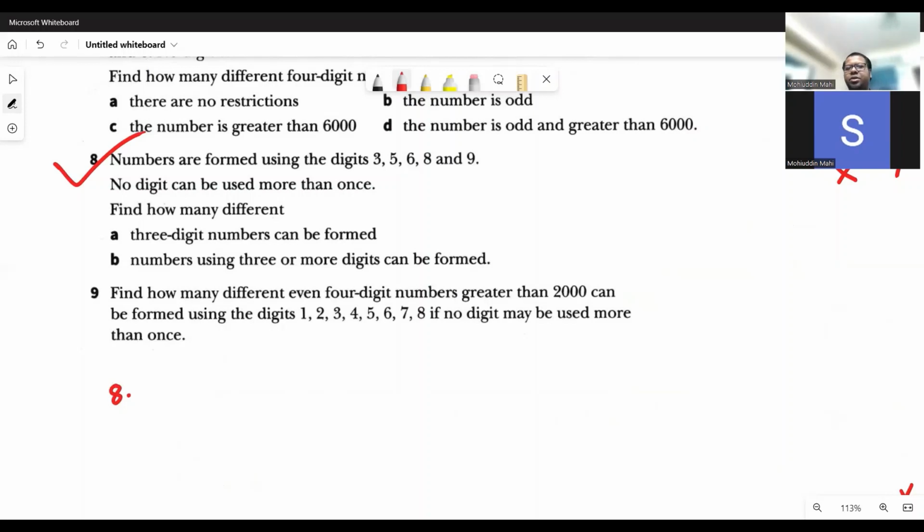In the question, numbers are formed using the digits 3, 5, 6, 8, and 9. No digit can be used more than once. Find how many different 3-digit numbers can be formed. So that's simple. 5P3. So the answer is 60.